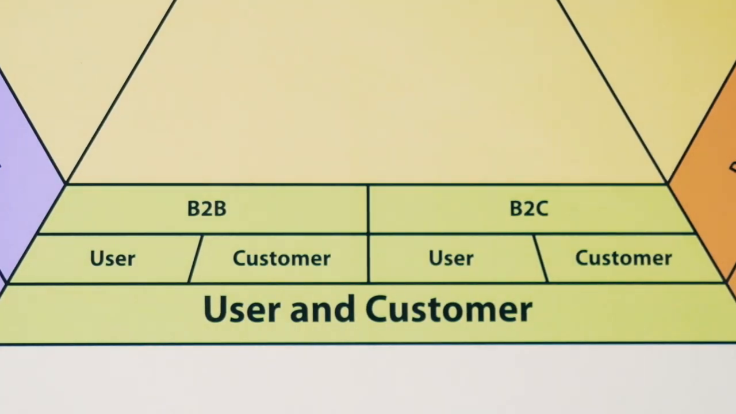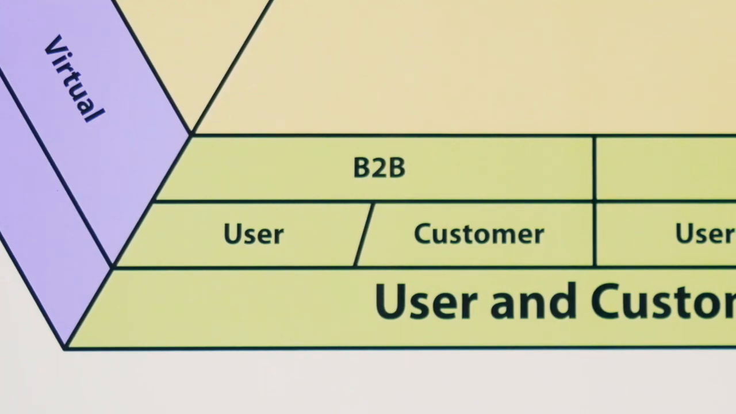Business model dimension number 2 is the users and customers. Business models can have users and/or customers. Users and customers are each sorted into B2C and B2B.